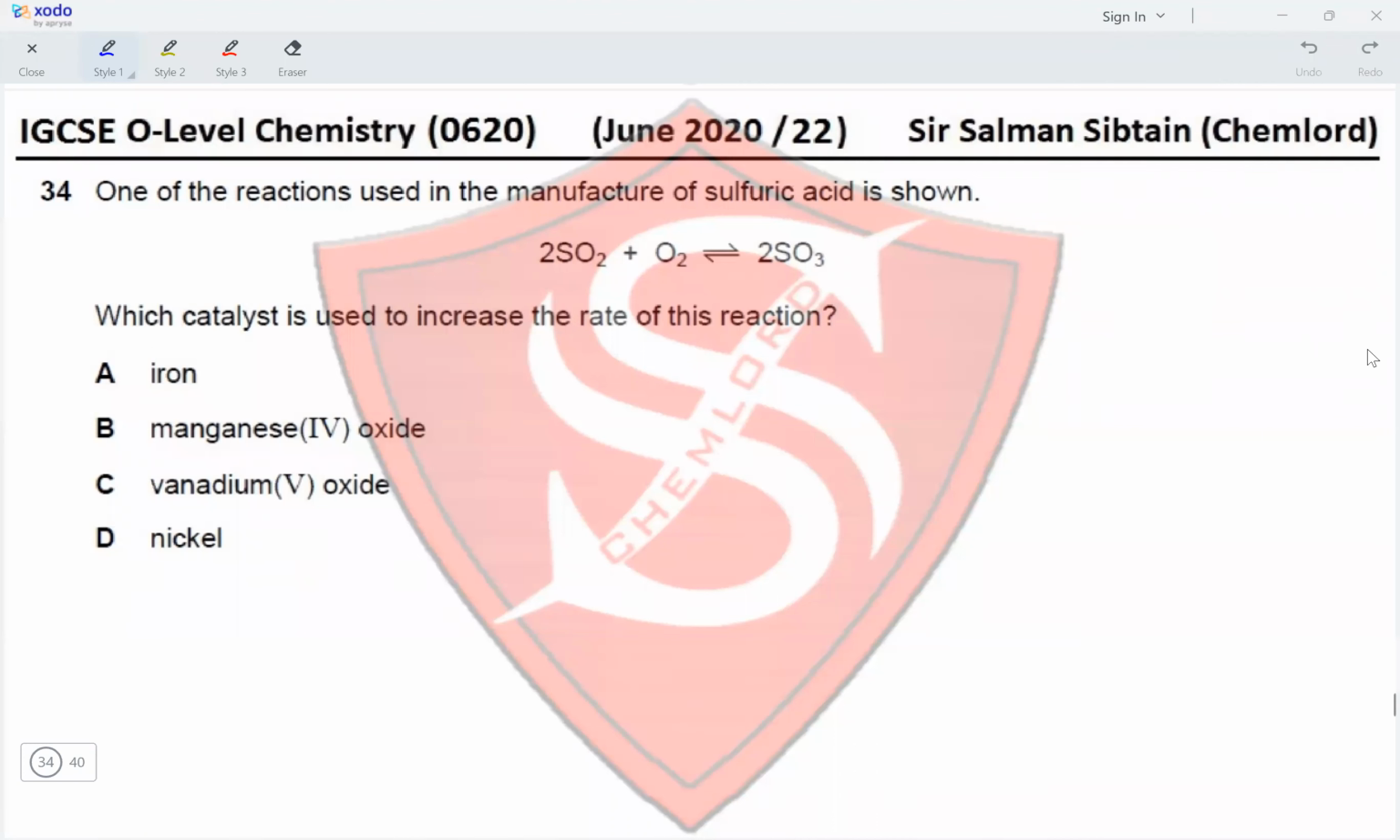Question 34. One of the reactions used in the manufacture of sulfuric acid is shown. 2SO2 plus O2 gives 2SO3. Which catalyst is used to increase the rate of this reaction? The catalyst used is known as vanadium(V) oxide and is represented by the formula V2O5. So options: iron, incorrect. Manganese(IV) oxide, incorrect. Vanadium(V) oxide, correct. Nickel, incorrect. So option C is the correct option for this question.